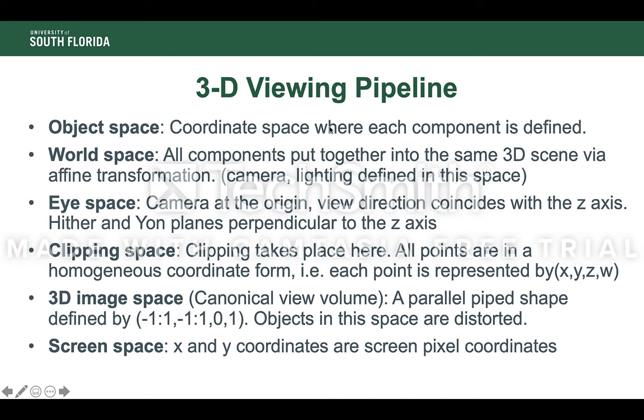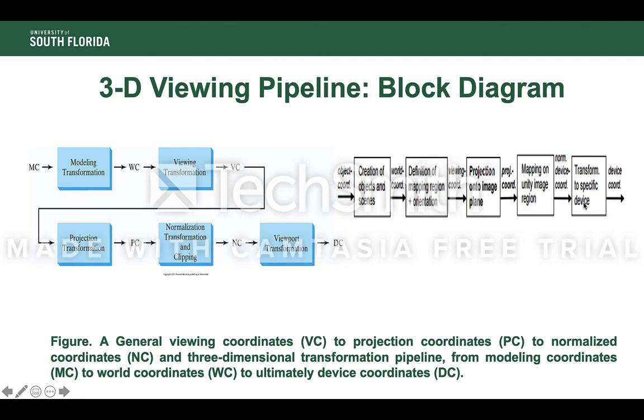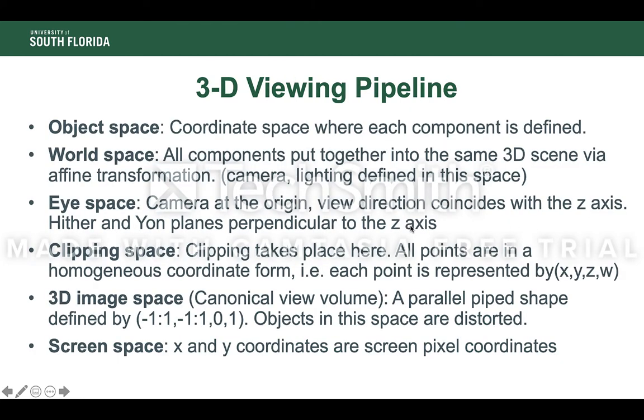The 3D viewing pipeline consists of these spaces, namely object space, world space, eye space, clipping space, 3D image space, and screen space. These are the same spaces that we talked about over here. The object space is the coordinate space where each component is defined. The world space is when you put all those components together into the same 3D scene via a transformation, where the camera and lighting are defined. Eye space is the camera at the origin.